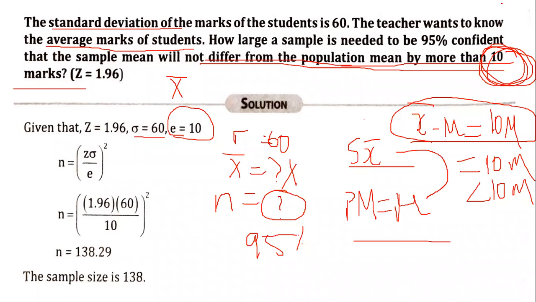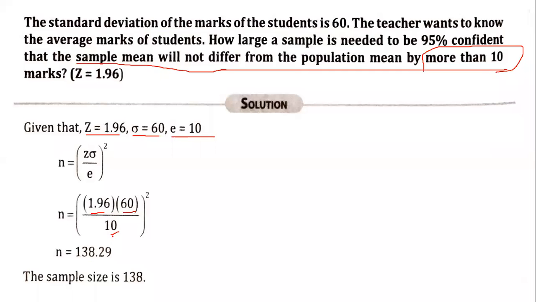Everybody understood? You want me to repeat it again? Okay, there can be a plus or minus of 10 here. So that is E. So n is equal to, if you do the calculation and simplification here, 1.96 into 60 divided by 10 and then square them, you get 138.29.